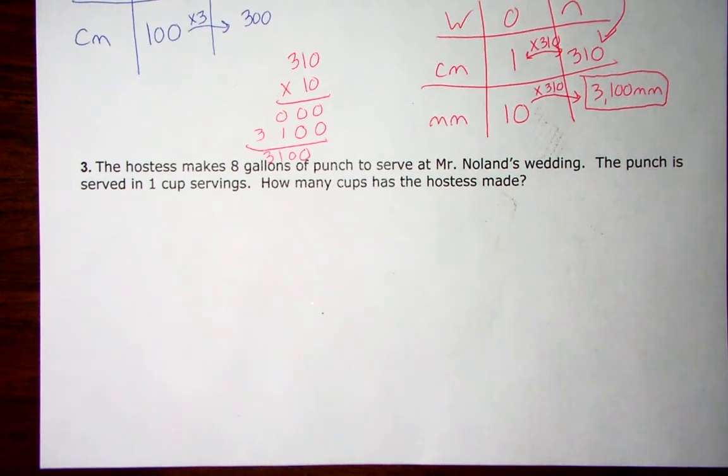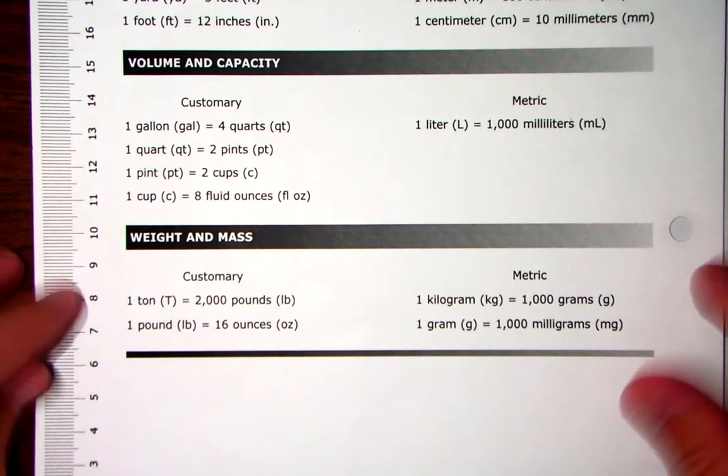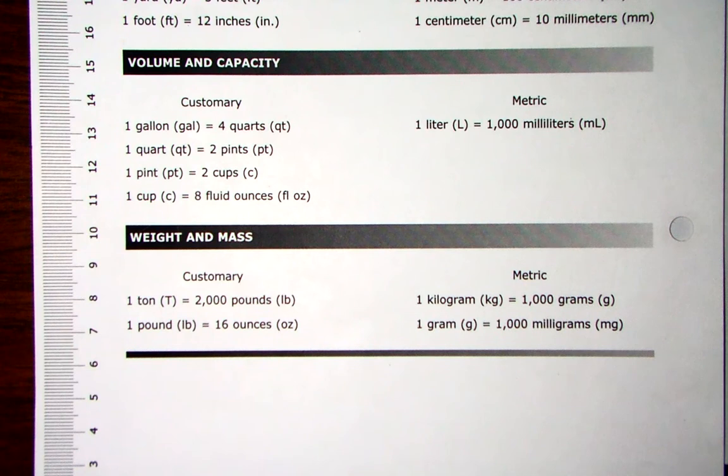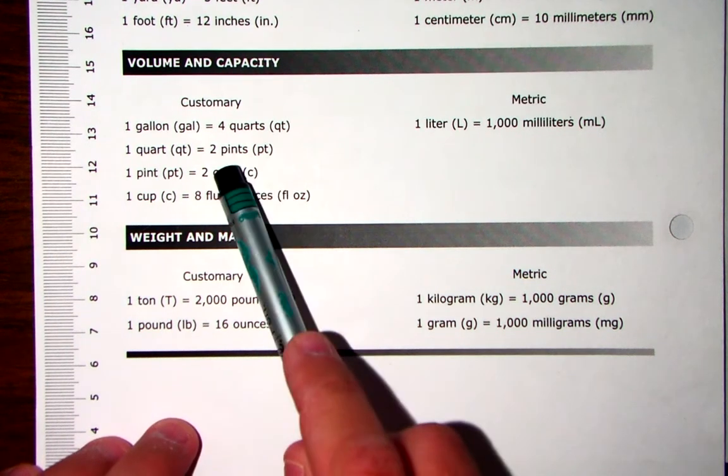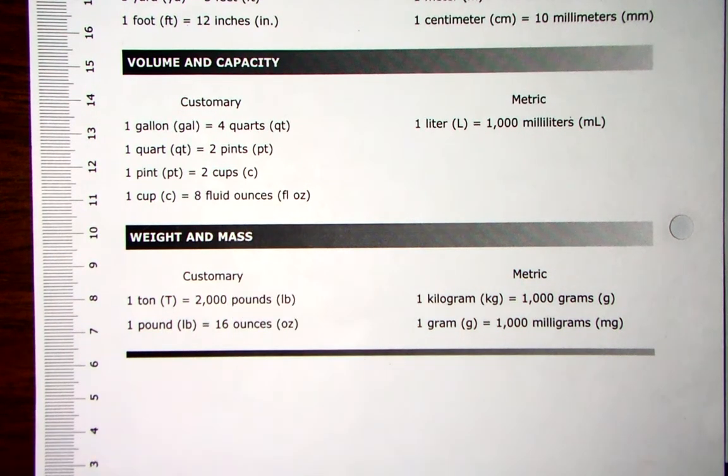The hostess makes 8 gallons of punch to serve at Mr. Nolan's wedding. The punch is served in 1 cup servings. How many cups has the hostess made? Okay, I'm going to show y'all something here on the star chart. Can I go from cups to gallons? The answer is no. But here's a little trick that you can do.